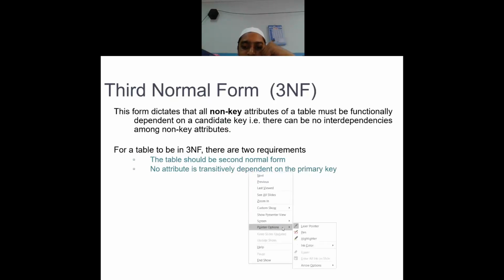Can I get that pen? Can anyone remind me what was the transitive property in mathematics?